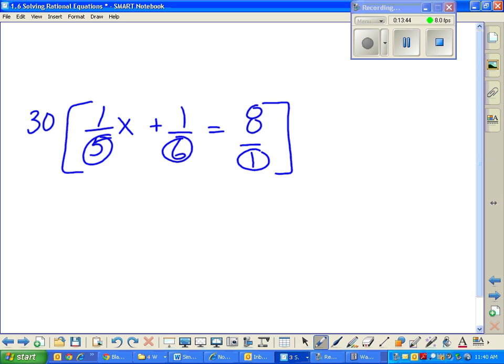Yeah, very good. You just multiply 30 all the way into the problem. Very good. You just multiply it on the tops even. Very good. So when you do that, 1/5 of 30 is 6. 1/6 of 30 is 5. And then, 8 times 30 is 240. So you get this much easier equation to solve, just by multiplying by the LCM.